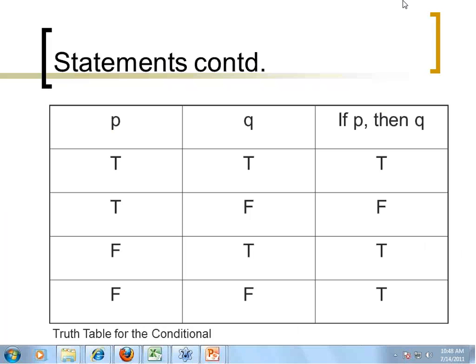Okay. If P, then Q. Therefore, we end up with it being true. P is false, Q is true, therefore if P, then Q would automatically be true. Fine? And finally, if P, then Q, P is false, Q is false, therefore it must turn out to be true.